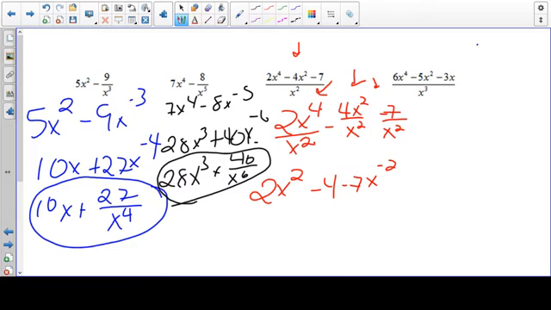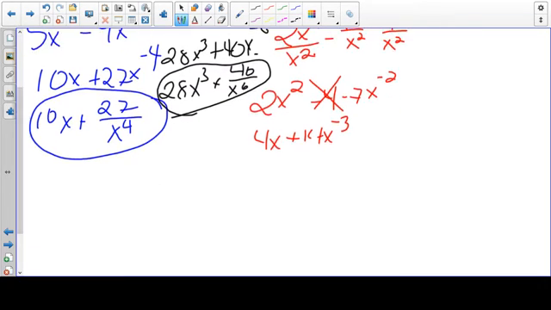So now that I've gotten to this point, I can take the derivative. So 2 times 2 gives me 4. So I get 4x. The derivative of a constant is 0, so it's no longer there. And then I get plus 14x to the negative third, because negative 7 times negative 2 is positive 14. So I get 4x plus 14 over x cubed.